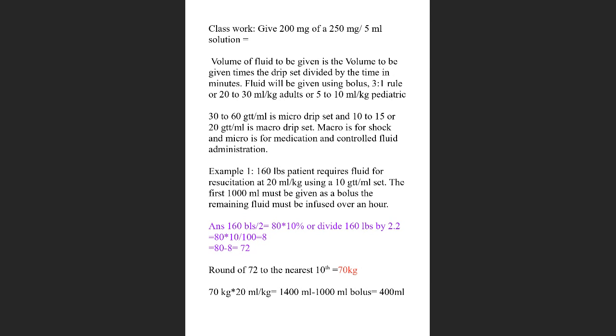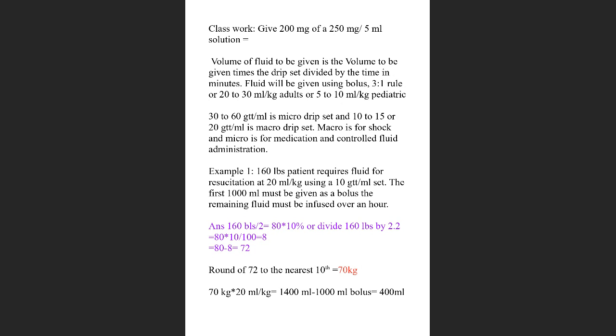If you don't understand the rule of 10, simply divide 160 by 2.2, and that will give you the answer in kilograms. Whatever you get, round it off to the nearest tenth. So we have a 70 kilogram patient, and we need to give 20 mils per kilogram, right? So we need to work out now how much fluid the patient needs in totality. So that's 70 kilograms times 20 mils per kilogram. Kilogram will cancel out kilogram, so you have mils.